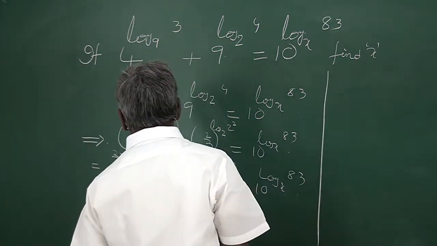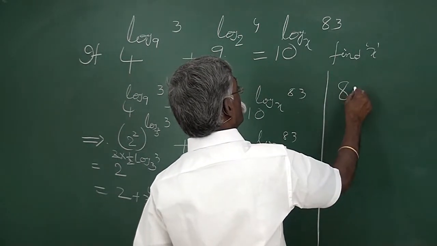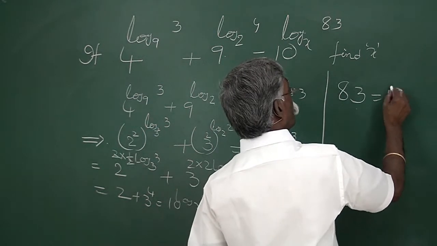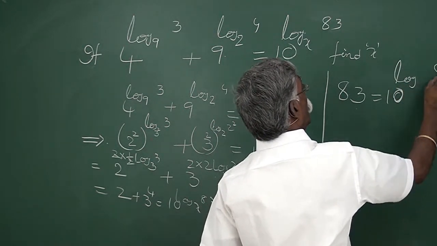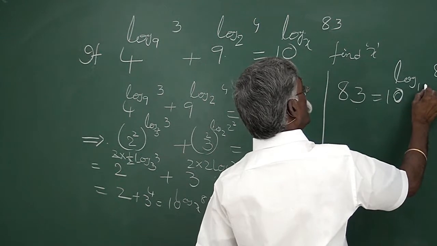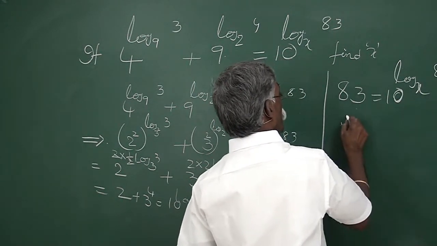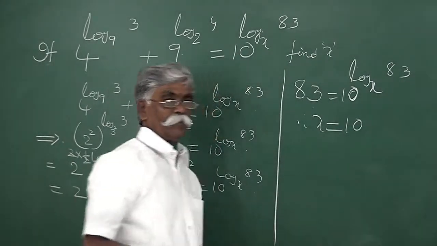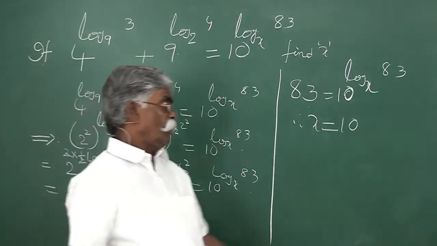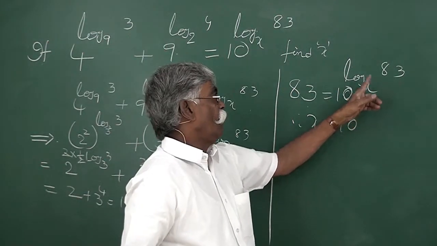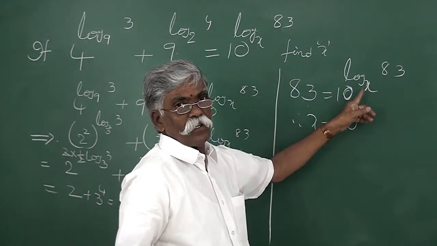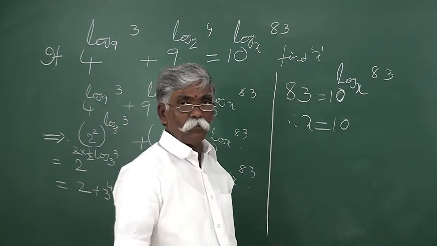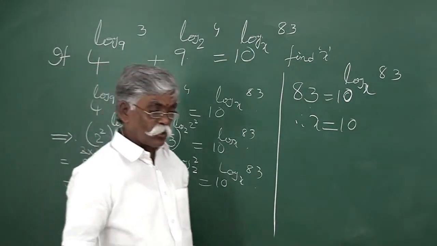So therefore on the left hand side it's 83 is equal to 10 power log 83 to the base x. Therefore this implies x is equal to 10, because when this is 10, then 10 power log 83 to the base 10 will become 83, or otherwise we can take logarithms on both sides to the base 10. That also will do it.